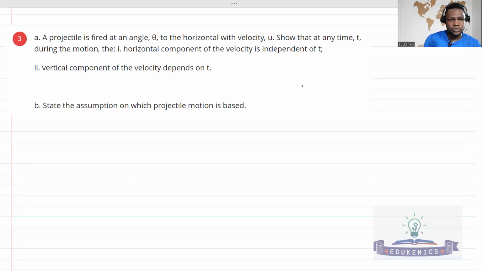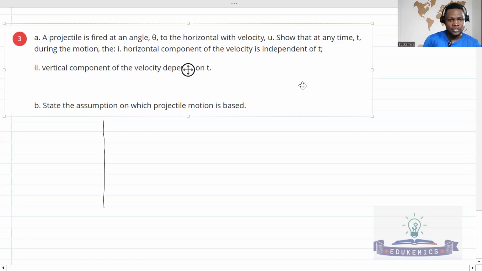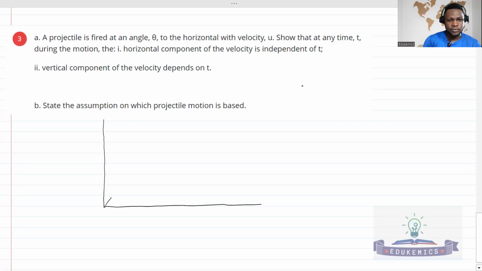Let me draw a diagram. So let's say this is the projectile fired like this. The initial velocity, as it's fired upward, it goes and follows the trajectory. Then it comes down back to the point of projection. This is the highest point before it starts coming down. This is the vertical motion, and this is the horizontal motion of that projectile.